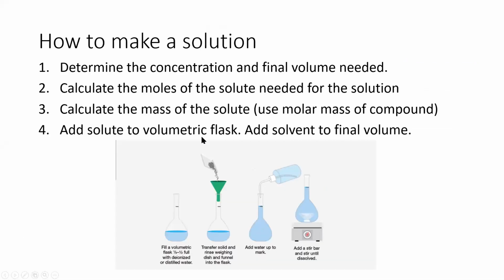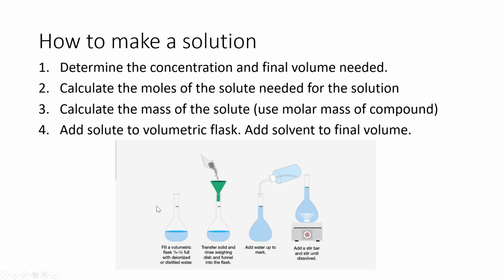All right, so now let's talk about our last concept for today, how to make a solution. There are 4 simple steps. First, we look at our word problem and determine what the concentration and final volume are needed. From that, we calculate the number of moles needed for that particular solution. Then, once you know the moles of the solute needed, you calculate the mass of the solute. And then all you do is add the solute to what's called a volumetric flask.